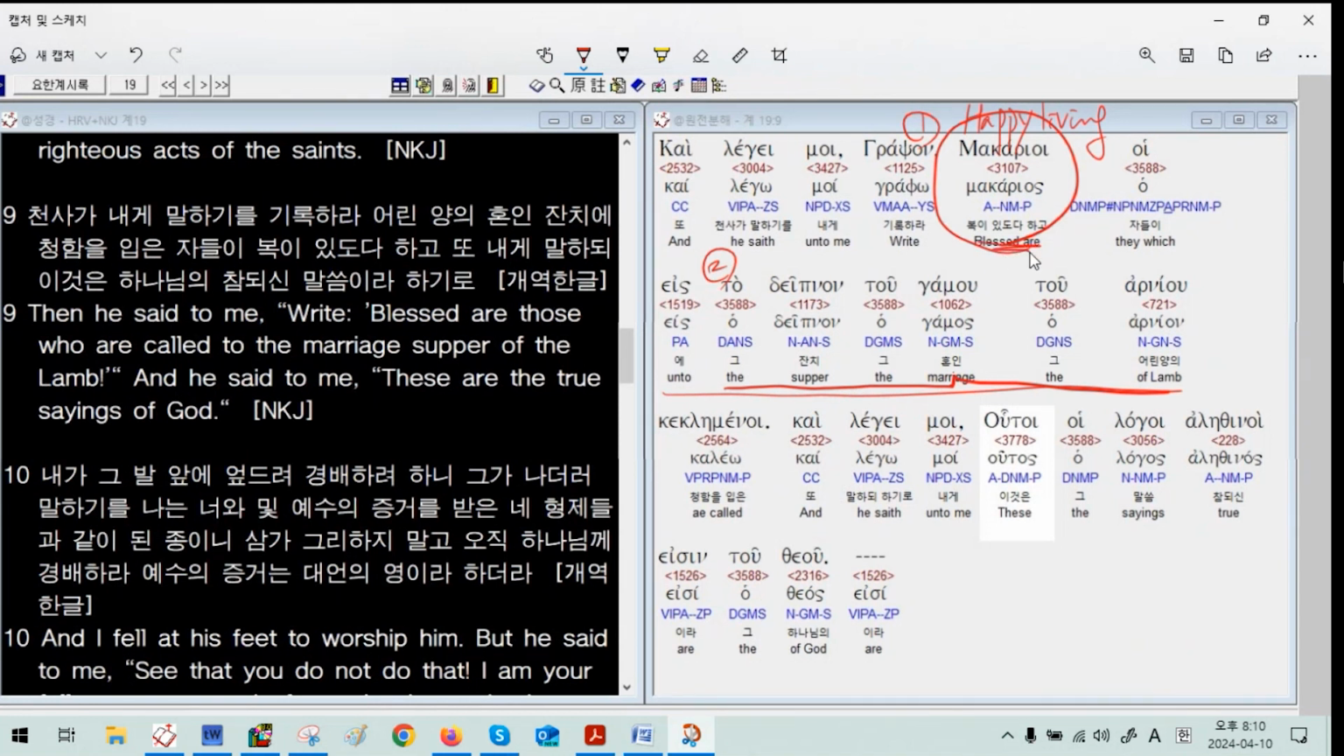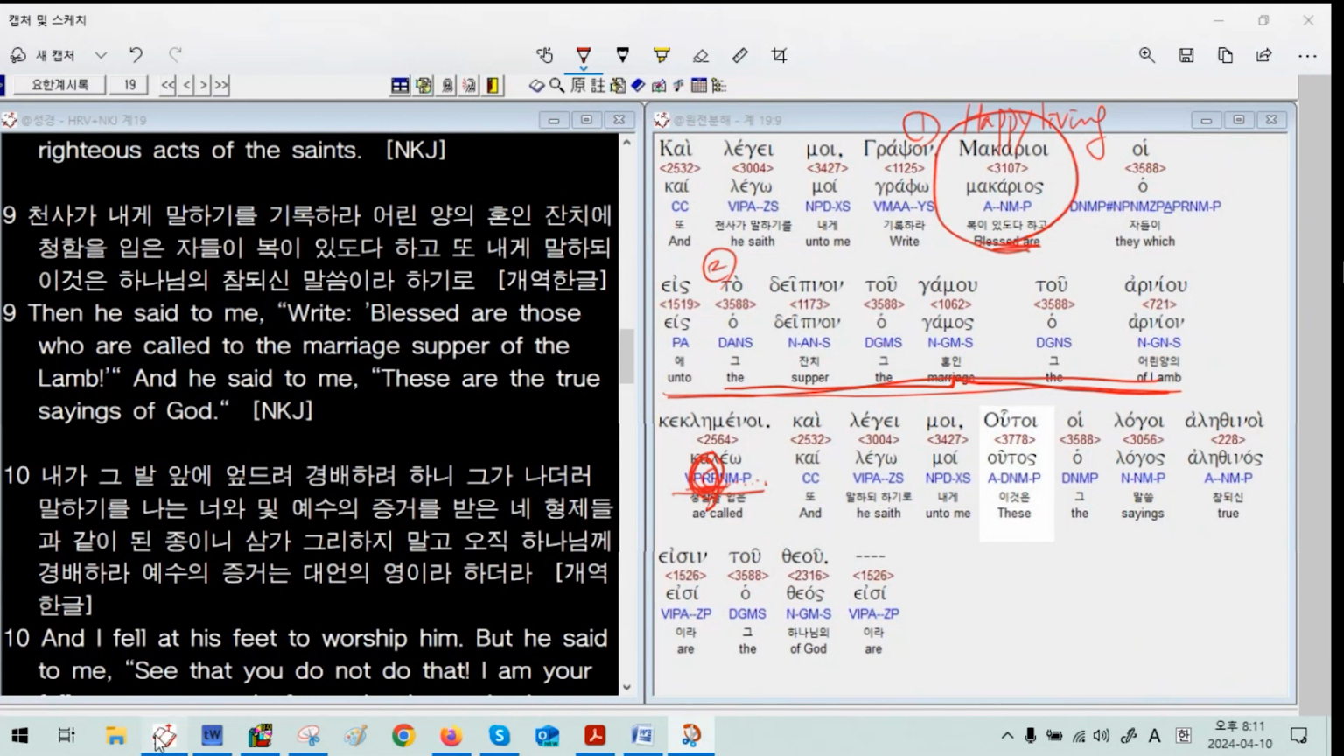Then happy living is what? Has been invited. Present perfect. If you have not become a present perfect, you are not qualified to be invited into the supper of the wedding of the Lamb. It has to be present perfect and passive, right? We learned also the same thing, VPRP, present perfect passive, last class, right? When we were talking about the New Jerusalem.